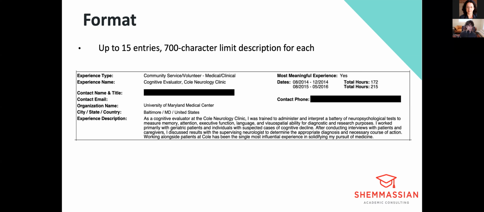Then you put the organization name, where it was, the dates you worked there, and whether or not it was considered a most meaningful experience. We'll get into most meaningful experiences a little bit later, but you get up to 15 core entries, I call them. Of those 15, you can choose three and designate them as most meaningful, and you're given additional space. We'll cover that later.